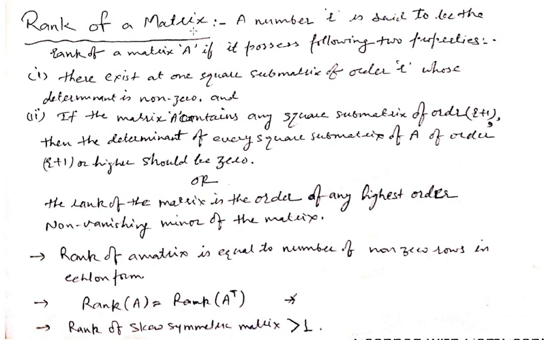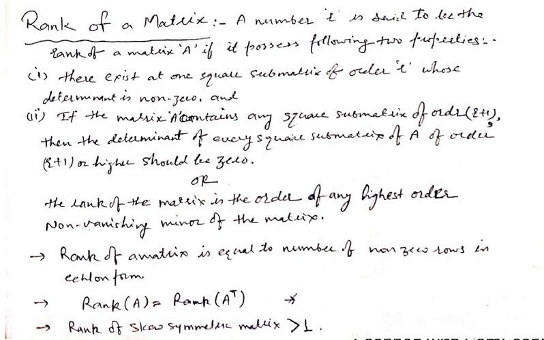So, what is the rank of a matrix? Rank of a matrix is a number R. This is simply an integer or natural number. It might be 0, it might be 1, 2, or, if the order of the matrix is m cross n, then the maximum possible rank of the matrix is the minimum of m comma n. So R is the rank of the matrix if the given matrix satisfies two properties. First, it contains at least one square submatrix of order R whose determinant is non-zero, and all the square submatrices whose order is greater than R must have determinant 0. In that case, R will be the rank.